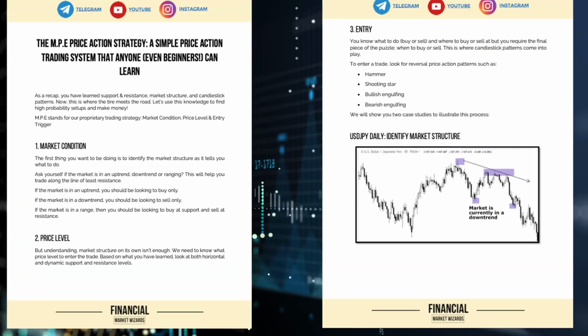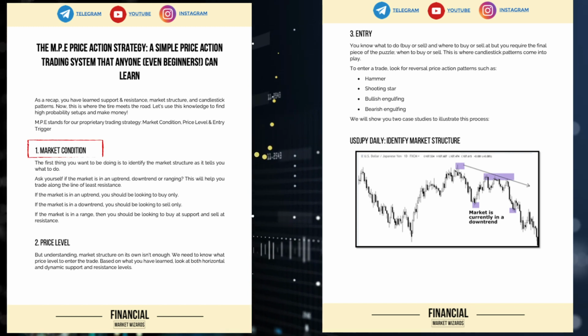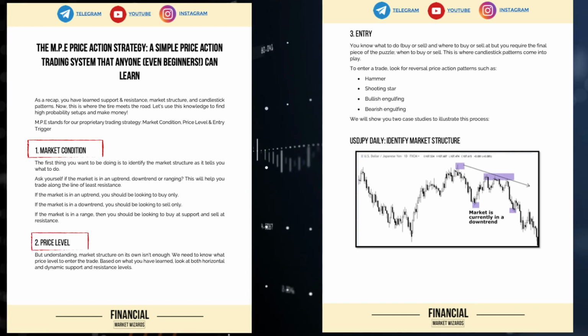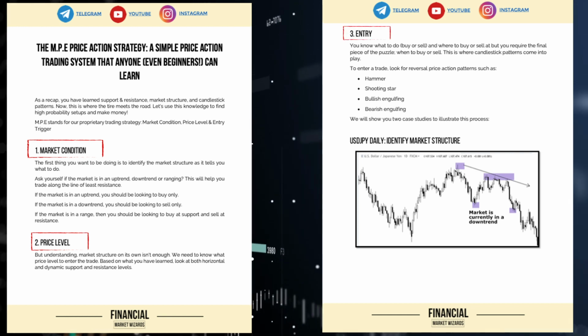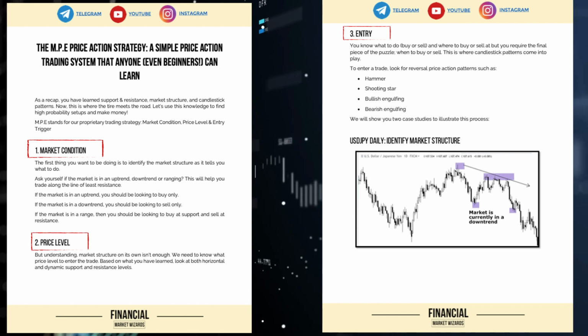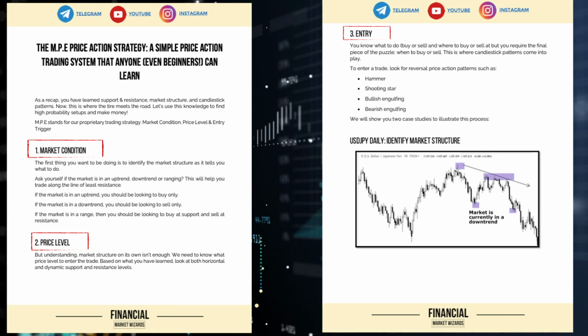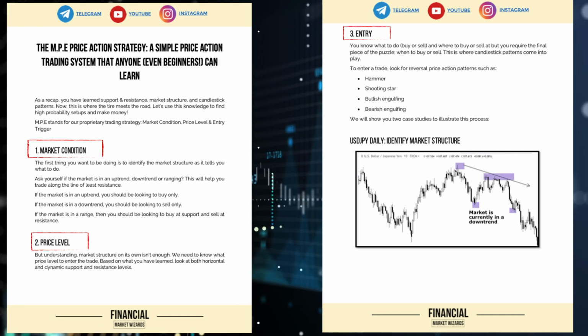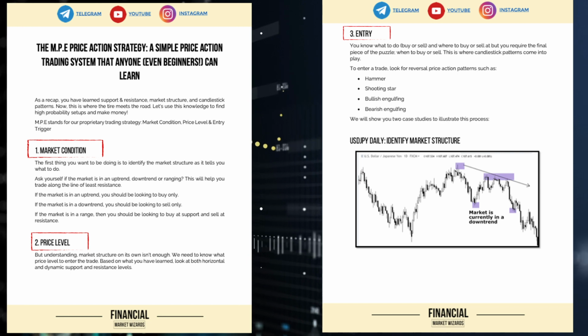So let's jump into the M.P.E trading strategy. M stands for market condition, P for price level, and E for entry trigger. Now, we will be using the volume profile to help us identify the strongest price level. Basically, the volume profile will assist us with the P of the M.P.E strategy.